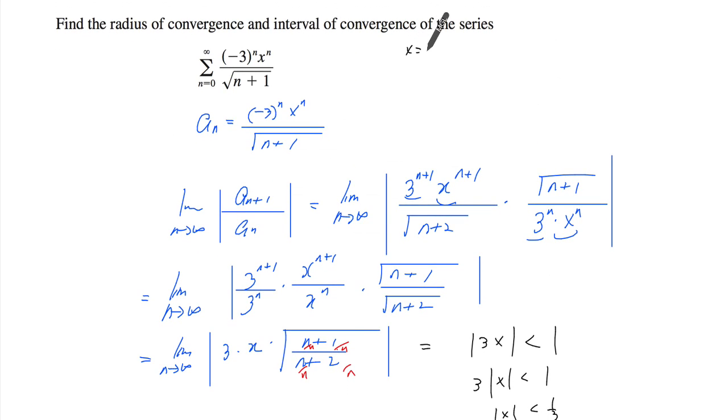What happens if x is equal to negative 1 over 3? Then you get negative 3 to the power of n, negative 1 over 3 to the power of n. So this becomes a 1 to the power of n, right? So it's 1 over root of n plus 1. Okay. And because the negative is gone now, you can compare it with this one here.